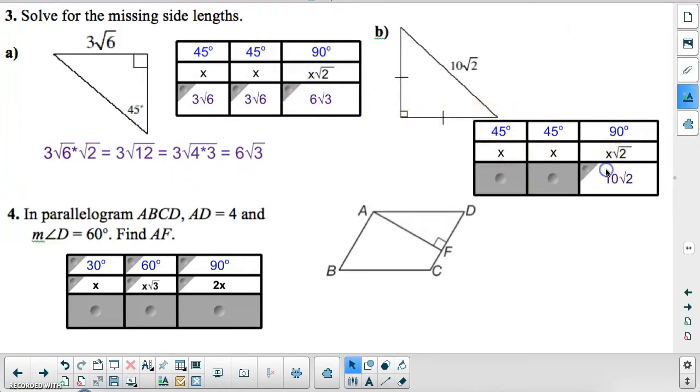Here we're given the hypotenuse is 10 root 2. So we have 10 root 2 is equal to our x root 2 side. So we need to divide out root 2. And what happens is the root 2's will reduce away, and we're left with x equal to 10.